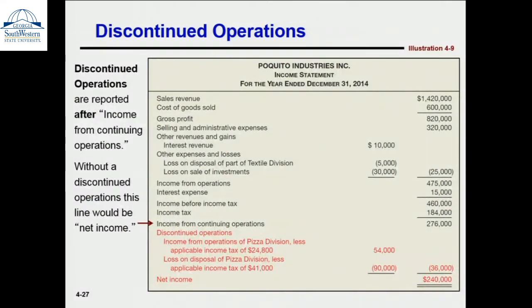If this is a benefit, then we'd be reducing our taxes. If this was an expense, we'd be increasing our taxes there.